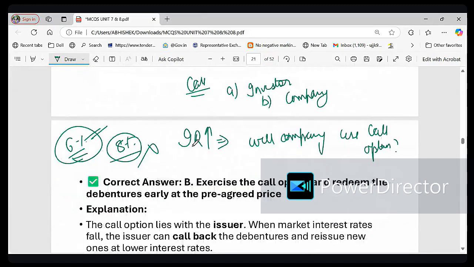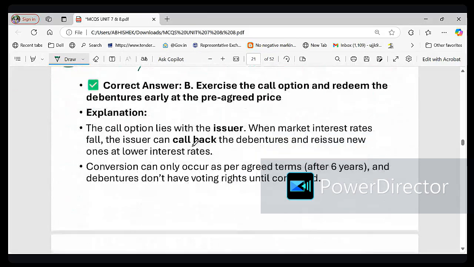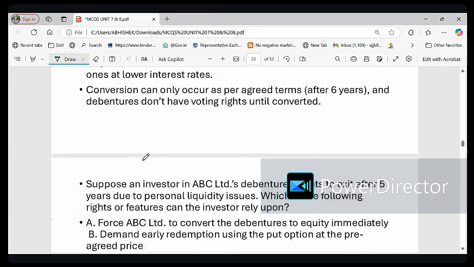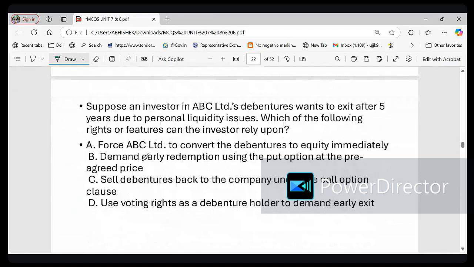Please, if this concept is not crystal clear, please type clear in the chat box. This is a very important concept. Based on this concept, the question was asked: when will the company exercise the call option, and when will the investor exercise the put option? Sometimes the investor can exercise the put option also, right? So now you see the investor case.